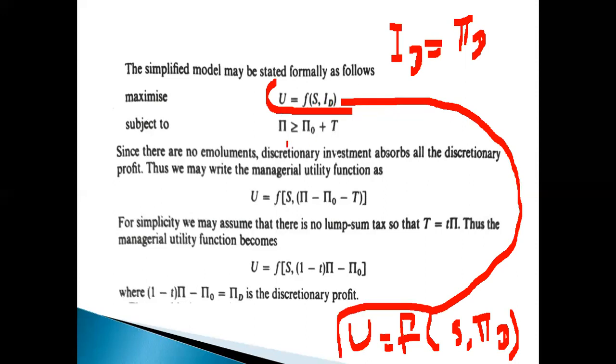So let us consider this utility function U as a function of staff expenditure and discretionary investment. This function has to be maximized subject to the condition that pi must be greater than or equal to pi naught, where pi naught means minimum profit plus tax. Since there are no emoluments, discretionary investment absorbs all discretionary profit. Thus, we may write the utility function as a function of staff expenditure S and, instead of ID, pi minus pi 0 minus t.